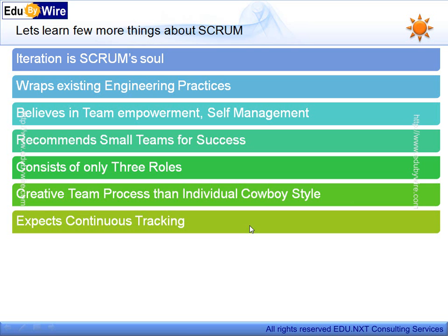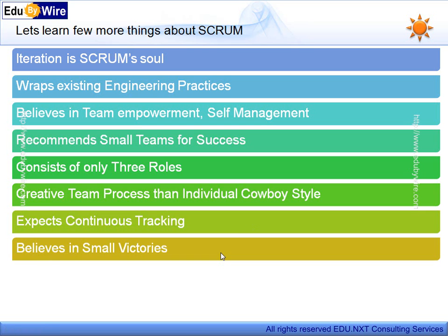Scrum expects continuous tracking. Scrum projects are tracked continuously. The progress is reported in completed features than the completed tasks. Scrum believes in small victories. It recommends to deliver something small but valuable to the customer at the end of every sprint. Thus, customer gets small but continuous value.